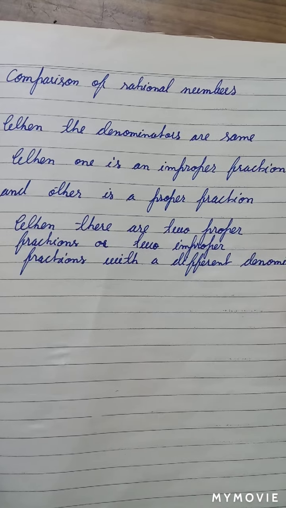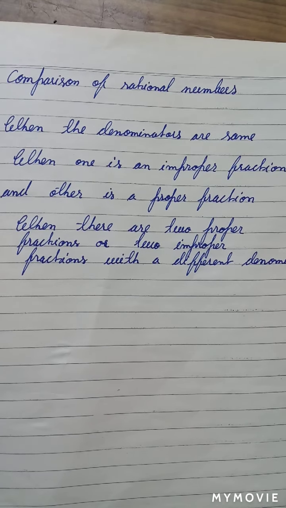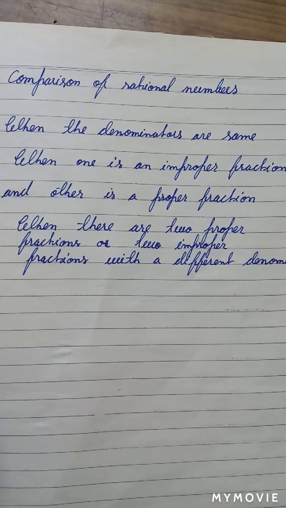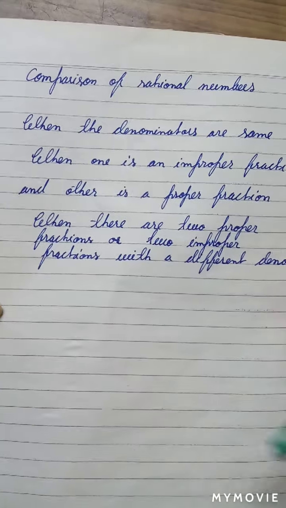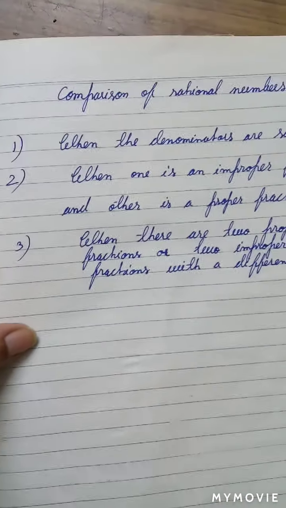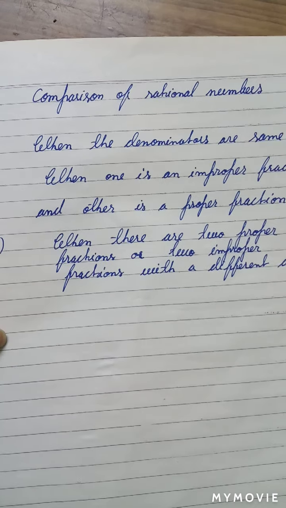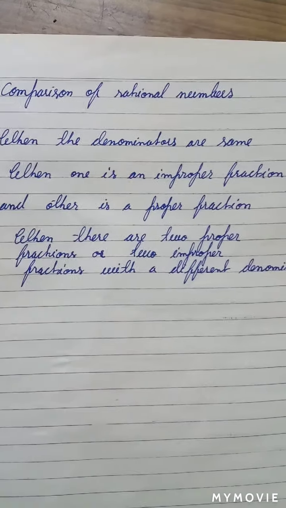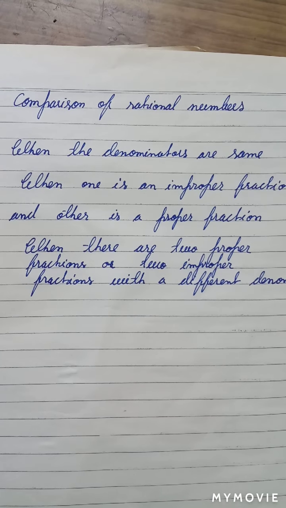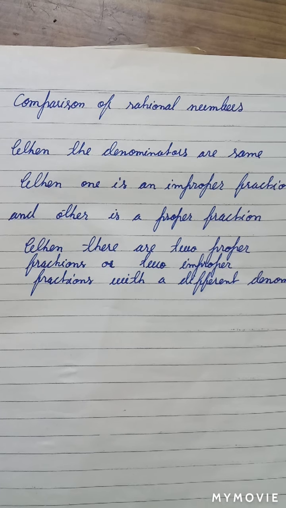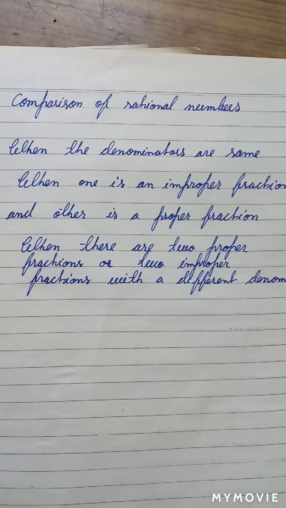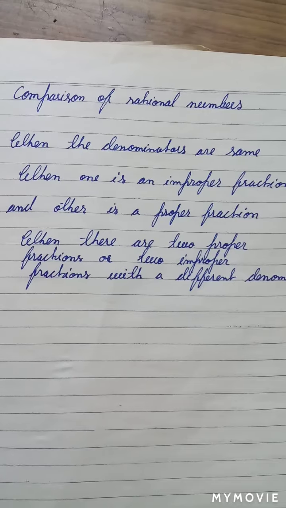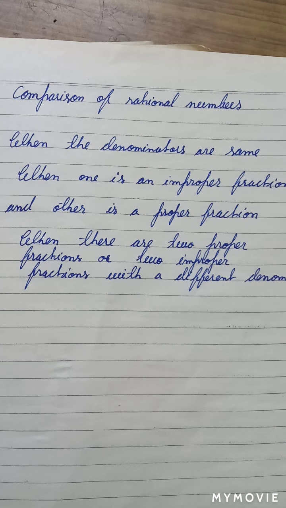And here we are in the last section of our session. In this section, we will compare two rational numbers. Well, there are three cases. First case is when the denominators are the same. This is the easiest. The second case is when one is a proper fraction and the other is an improper fraction. And the third case is when there are two proper fractions or two improper fractions with different denominators. So we will discuss one after the other.